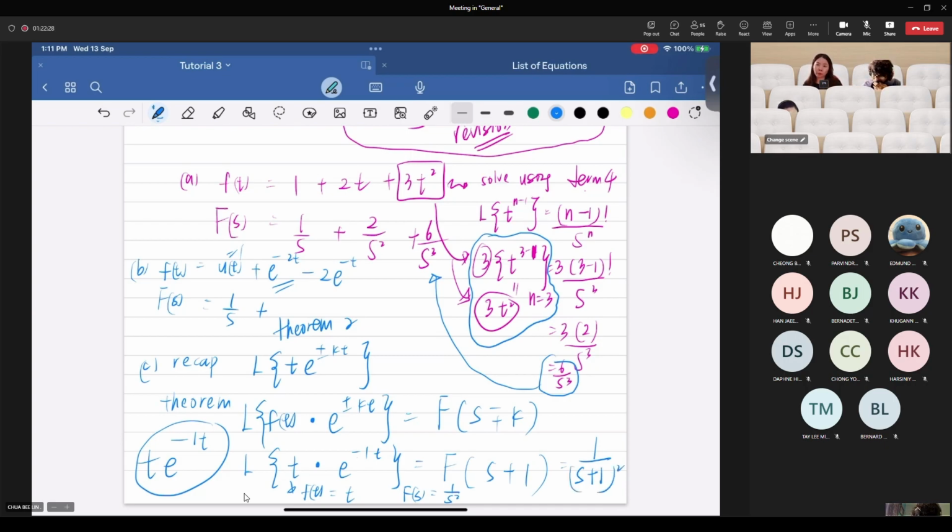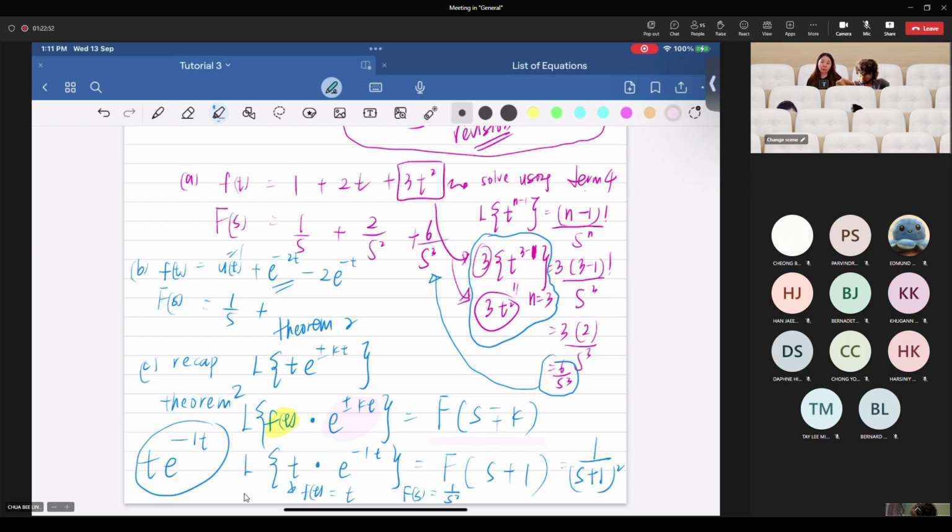So today we do some recap. Let's say you have theorem 2, so what is theorem 2? Theorem 2 is when you have something multiplied with an exponential function. So you will just get the answer like this.